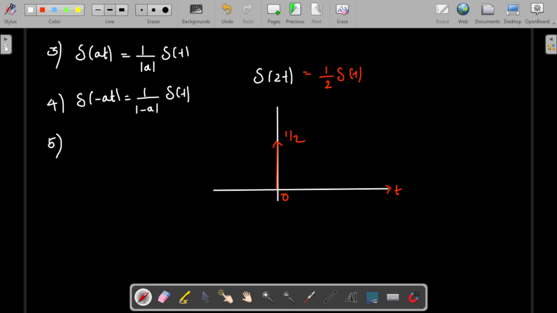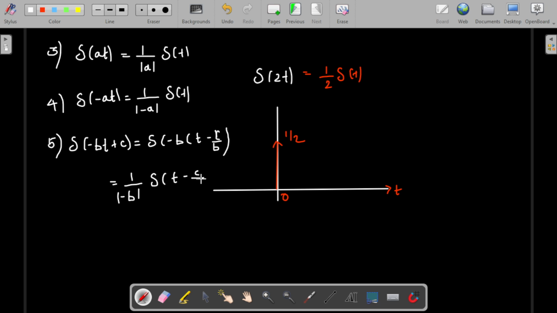Fifth one. If we have del of minus bt plus c, then how will the signal be? If we take b common, what will happen? Del of minus b times t minus c by b. Okay, so this will be changed to 1 by modulus of b, del of t minus c by b. So that is the time shifted version and then divided by b. So this is how. Then the sixth one is there.